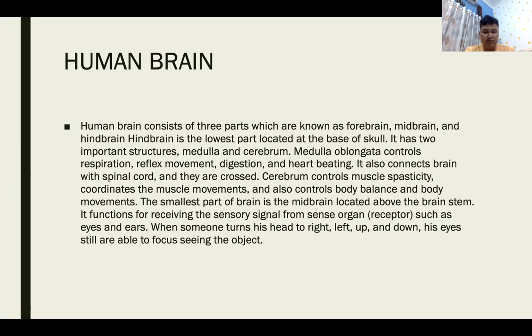The smallest part of the brain is the midbrain, located above the brain stem. It functions for receiving sensory signals from sense organs or receptors such as the eyes and ears. When someone turns his head to the right, left, up and down, his eyes are still able to focus on seeing the object.